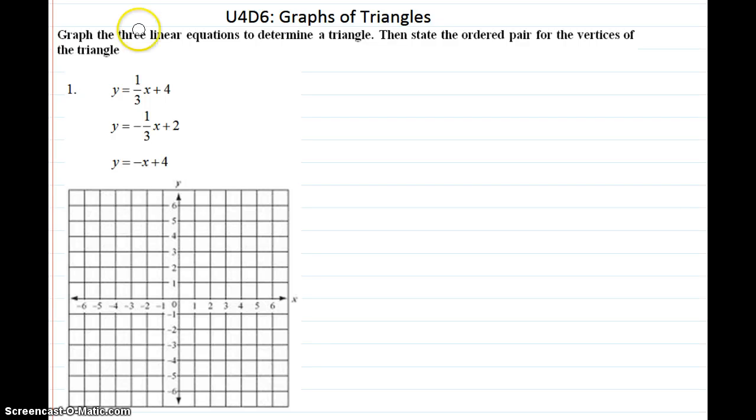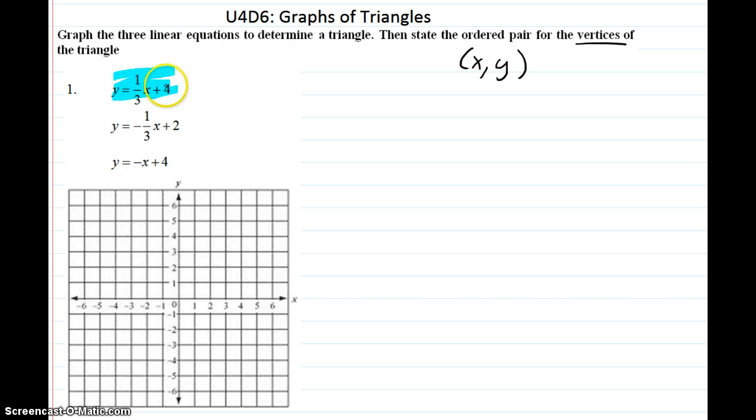Alright, so we're going to graph three lines, and the three lines are going to make a triangle. So graph the three linear equations to determine a triangle. Then state the ordered pair x comma y for the vertices of the triangle. So we'll talk about the vertices once we draw the three lines. So let's go ahead and graph this first line.